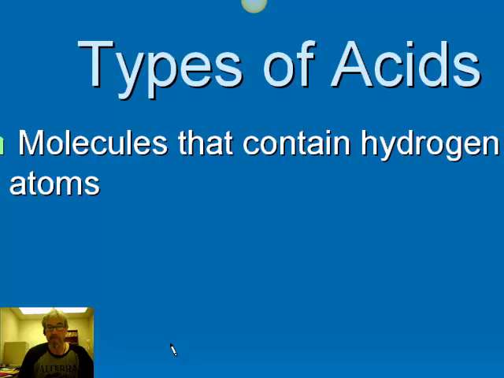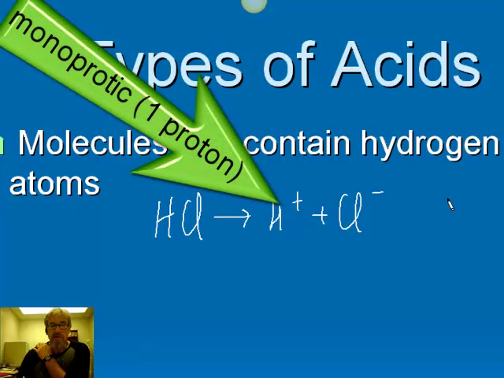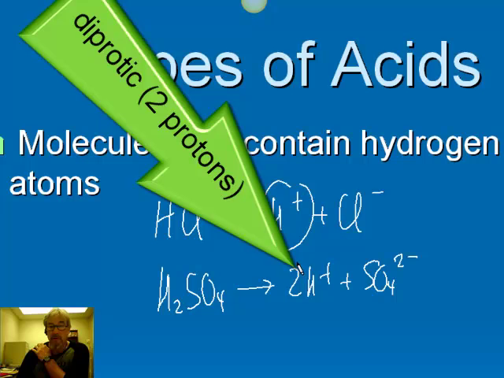So what things are acids? Here are the types of compounds that make acids. One is molecules that contain hydrogen atoms, like, for example, HCl that we saw will dissociate and give an H+ and a Cl-. This is an example of something that's called monoprotic because it gives one hydrogen atom per molecule. There are some that will release two, like H2SO4, sulfuric acid, which will release two H+ and an SO4 2- ion. This is called diprotic because it releases two protons.